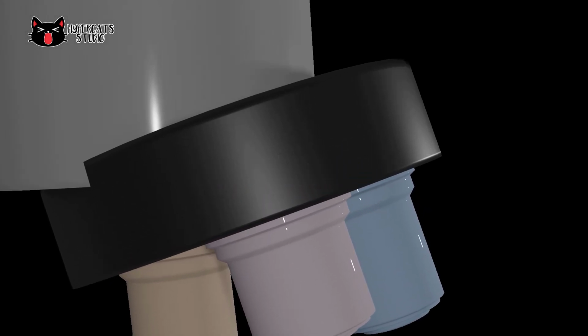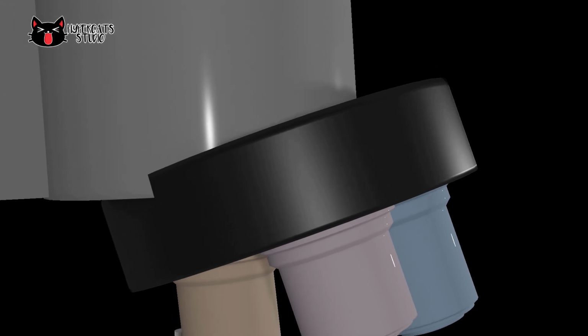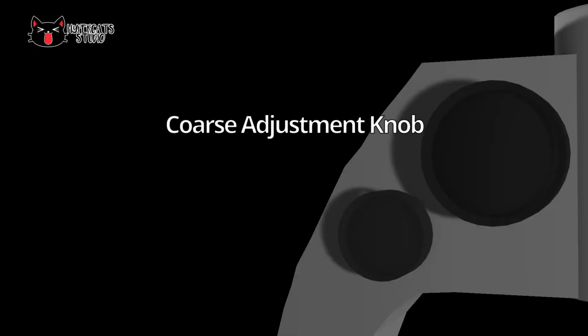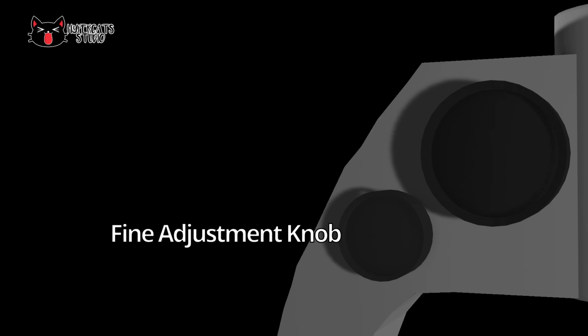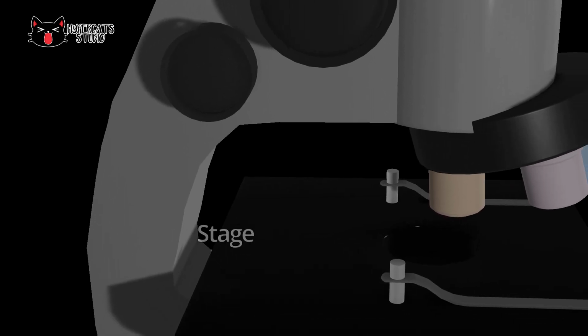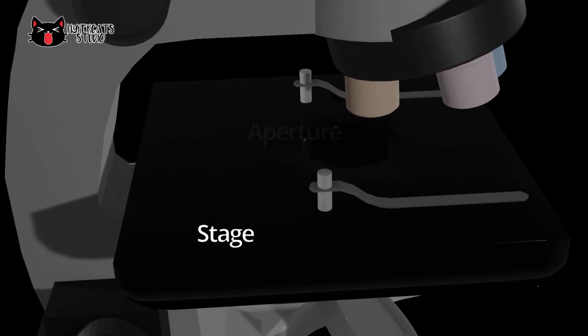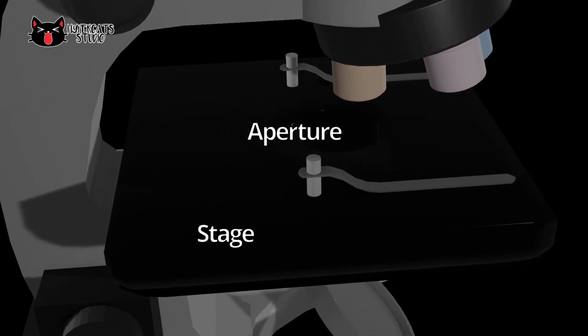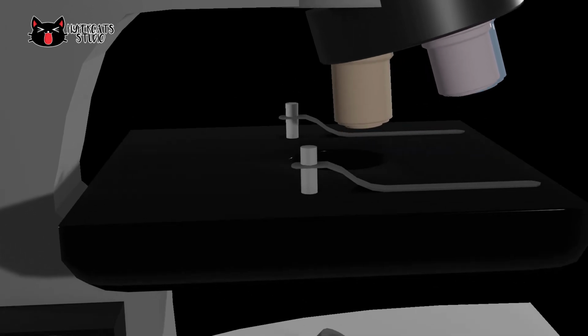There are 2 adjustment knobs used to focus a microscope. These are the coarse adjustment knob that raises and lowers the stage rapidly and is used to focus the image under low power, and the fine adjustment knob that slowly raises and lowers the stage and sharpens the image under all powers. The stage is the part where specimens are placed for viewing. The aperture is the hole on the stage where light passes from the illuminator.